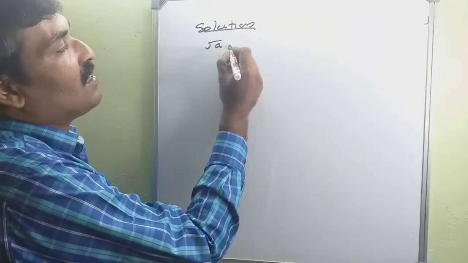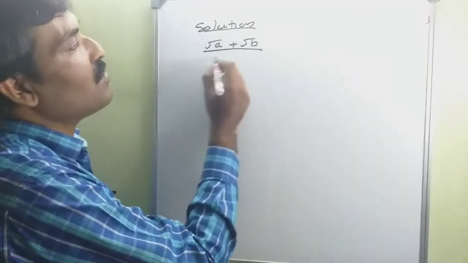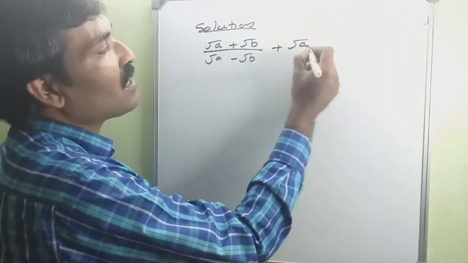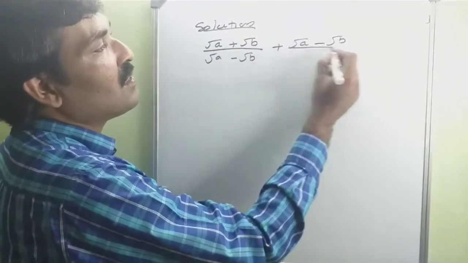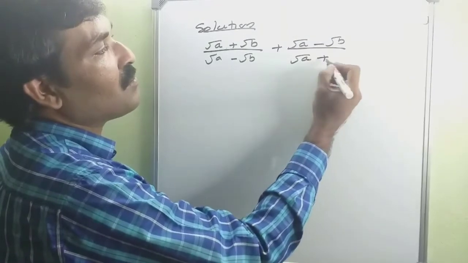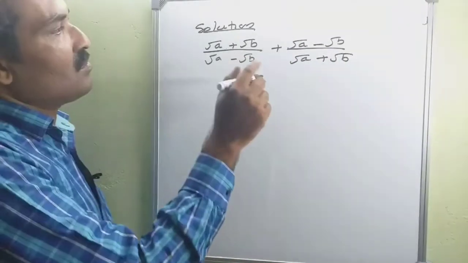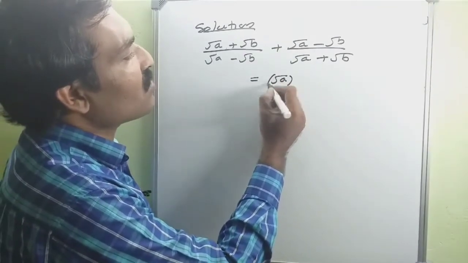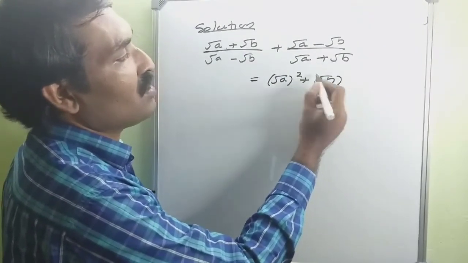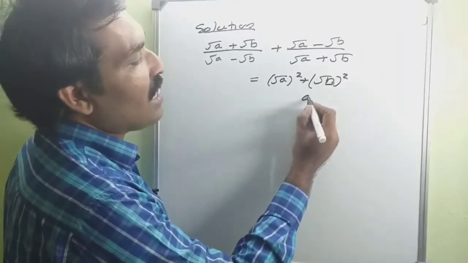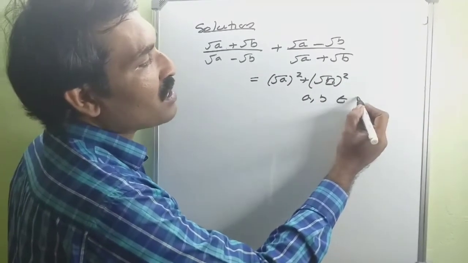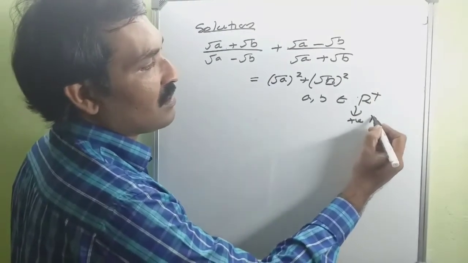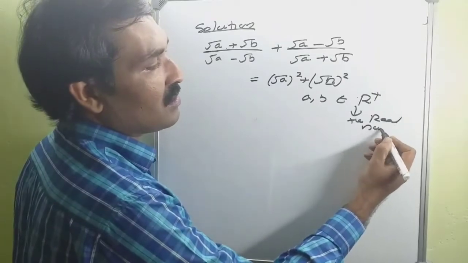Root A plus root B divided by root A minus root B, plus root A minus root B divided by root A plus root B, is equal to root A square plus root B square, where A and B are positive real numbers.